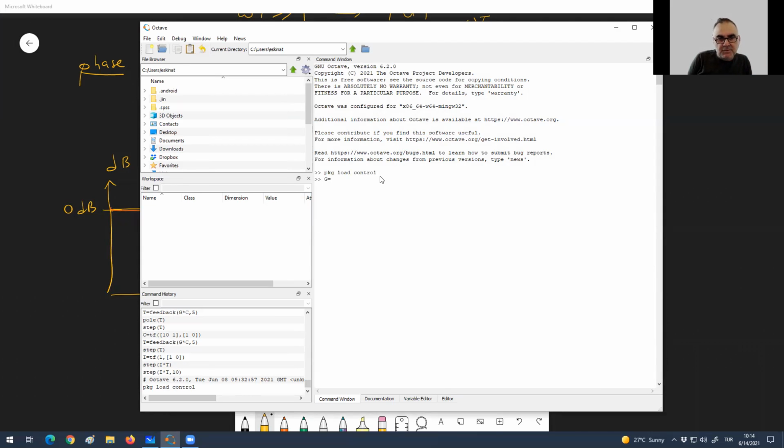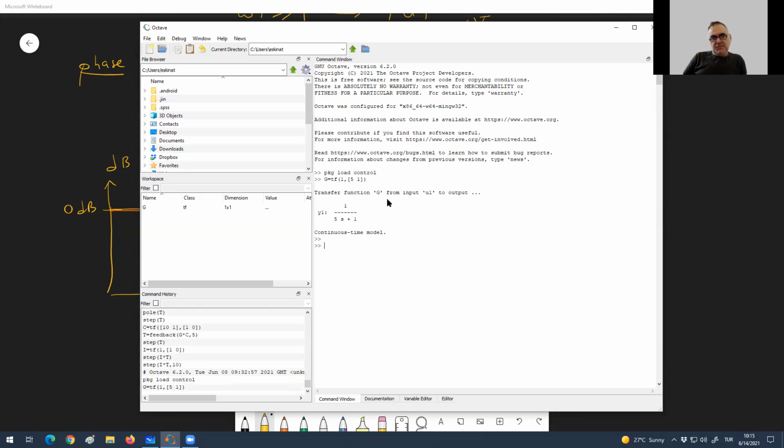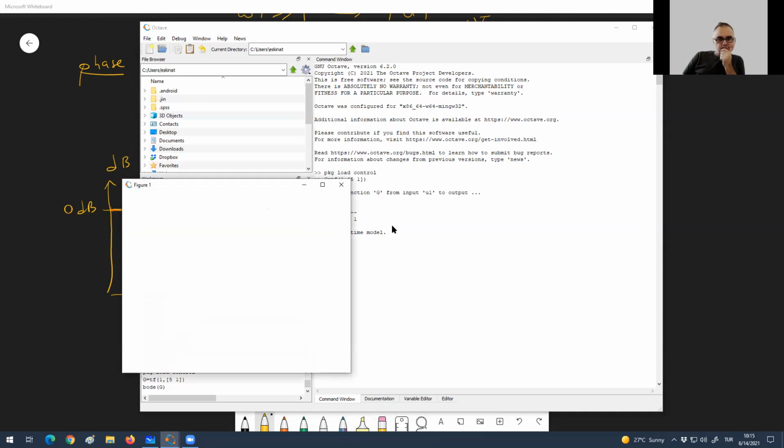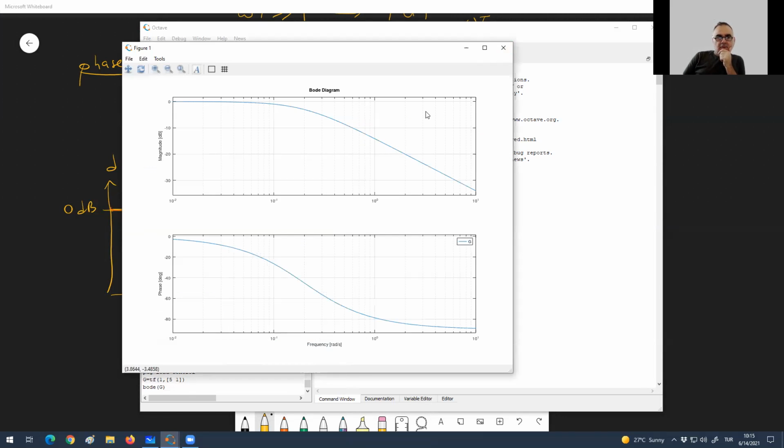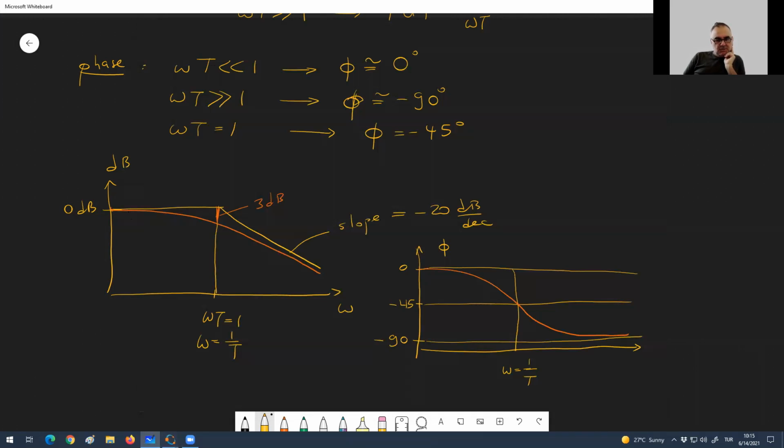Okay, let's define, for example, G as the transfer function of 1 over 5s plus 1, okay? This is the system. So if we say the Bode plot of this G, let's see what we will get. This is more or less very similar to what I have drawn here, as you see.